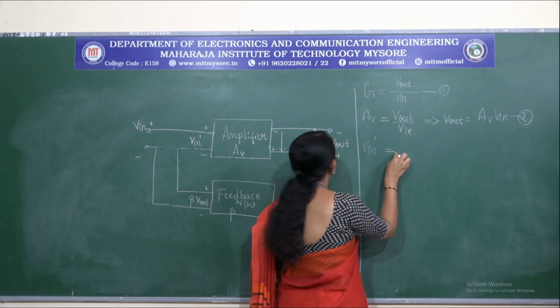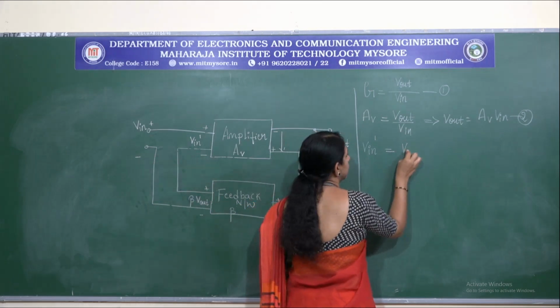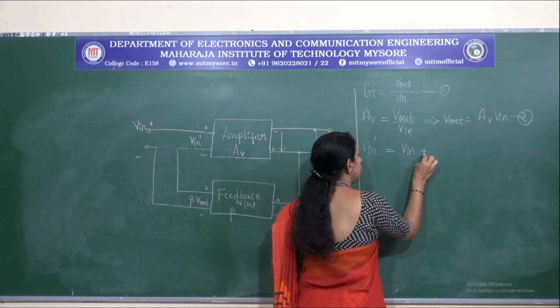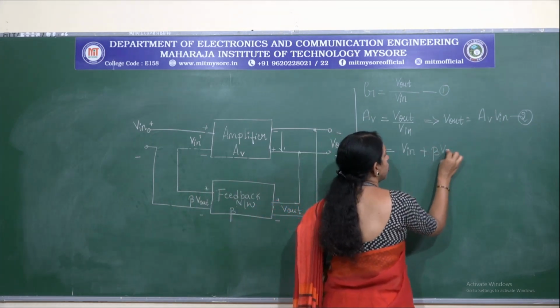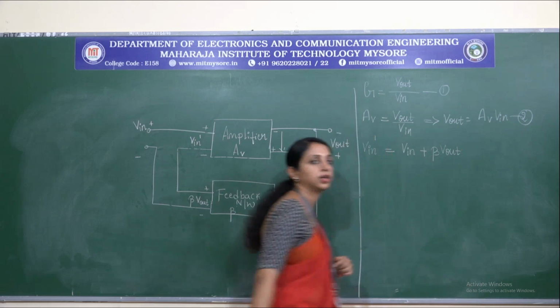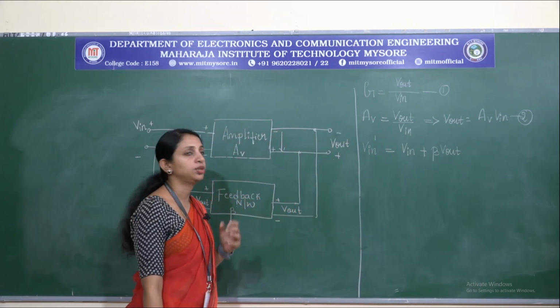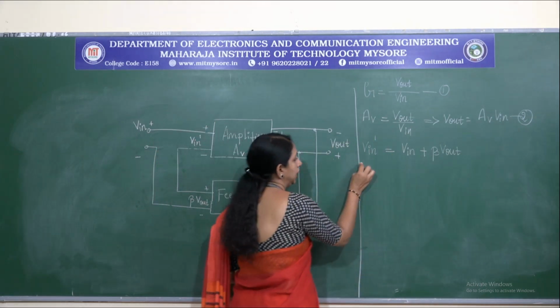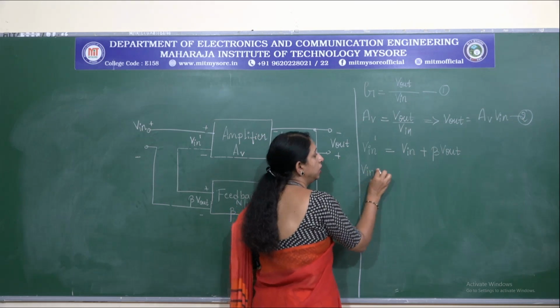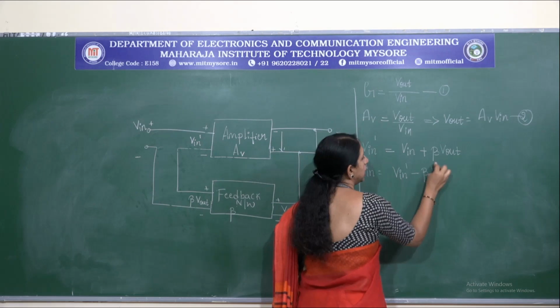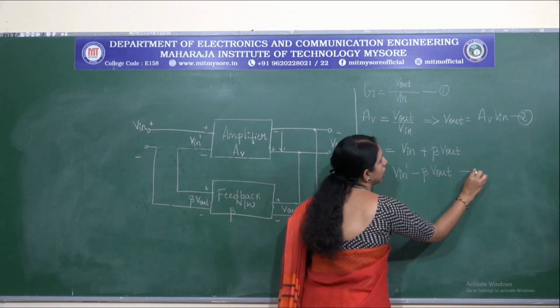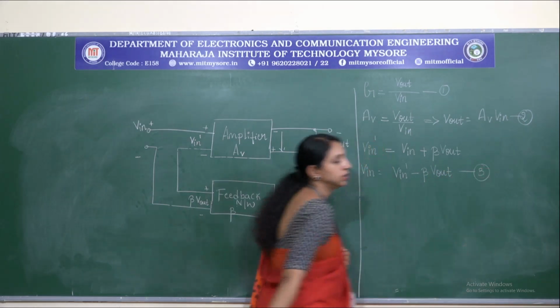It is Vin plus the feedback ratio value beta into Vout. From this equation, try to write an expression for Vin. So Vin is equal to Vin dash minus beta into Vout. Call it equation number 3.